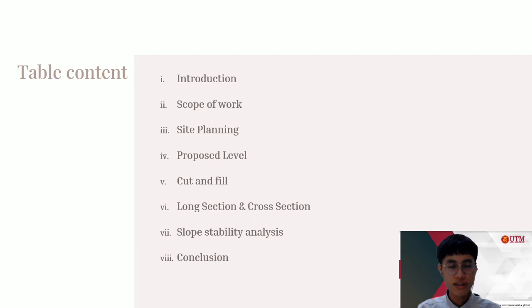We did our design step by step, so the sequence of steps of our design is shown here. Starting from introduction, scope of work, site planning, proposed level, cut and fill, long section and cross section, slope stability analysis, and finally the conclusion.